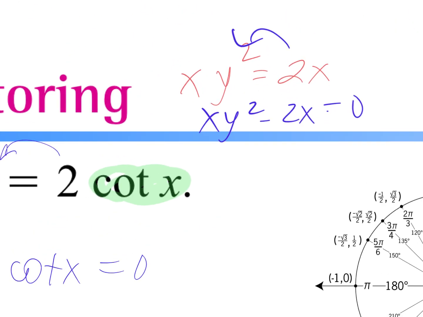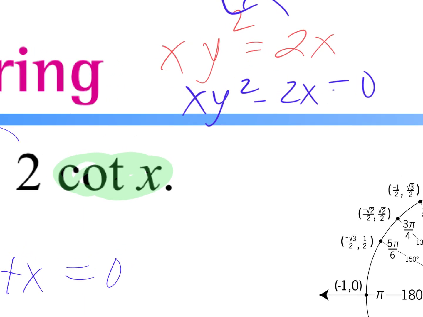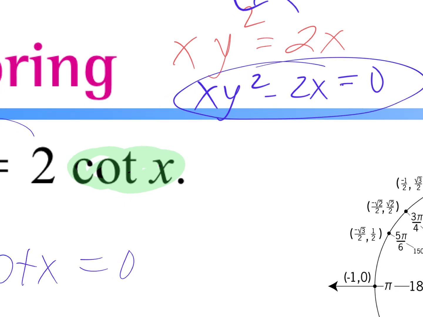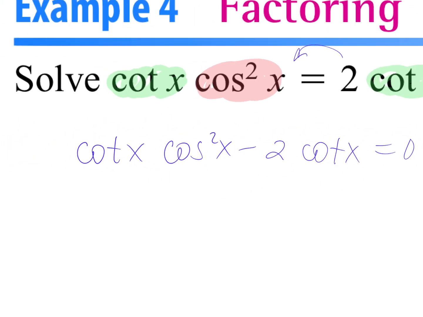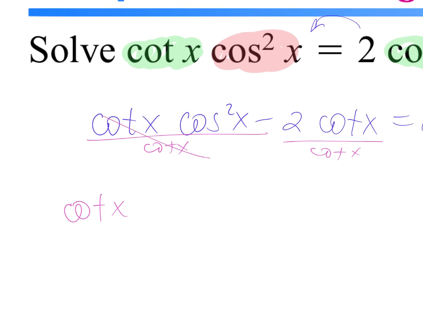Now, what would you say you could do with my x's there? If I was going to solve this, I could take out an x, right? They both have an x. You could do the exact same thing here. What do they both have in common? They both have a cotangent. So if you bring that cotangent out in front, divide out a cotangent here, divide out a cotangent here. Cotangents cancel. You're left with cosine squared. Cotangent cancels. Minus 2 equals 0.